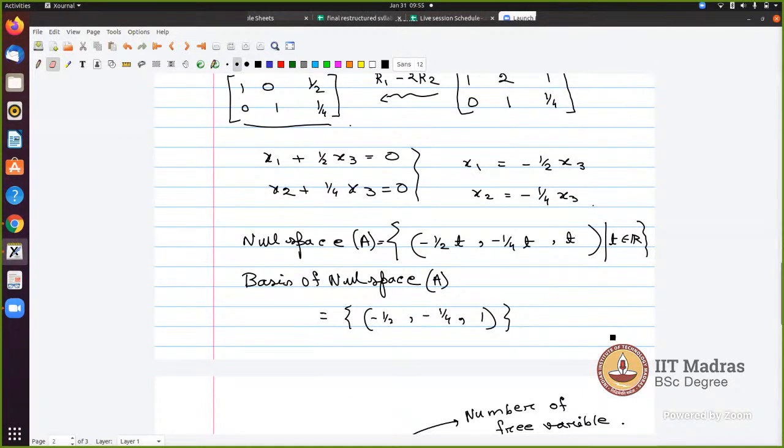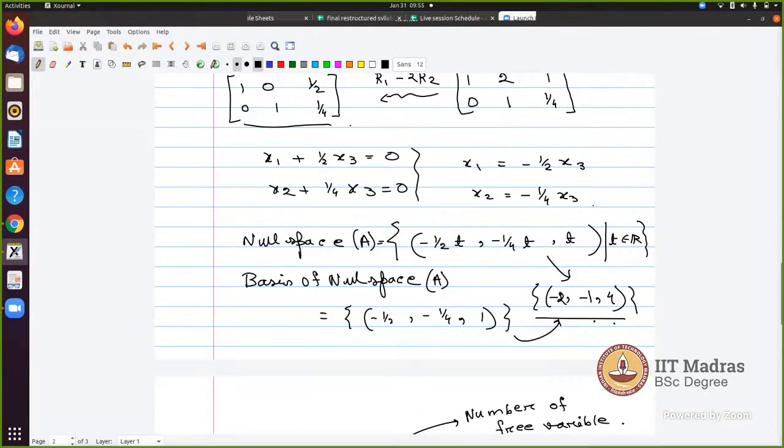So this technique is not unique. This is one way to find a basis. Even here, I can take the basis as, suppose I am putting T as 4, then -2, -1, 4. This also forms a basis, right? Basically, you can see this is a scalar multiple of this vector, so this will also form a basis.